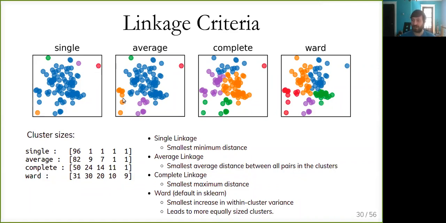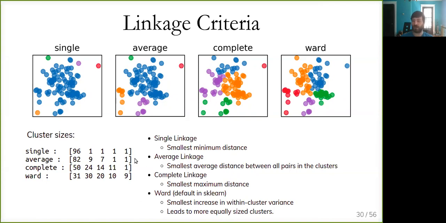If I look at average linkage, it's sort of similar, though not as bad. If I look at complete linkage, again, you get a little bit more equally sized clusters, but you still get a cluster of 0.1. And if you look at Ward, then the clusters are much more similarly sized. So a question is, how much do you want the clusters to be compact versus how much do you want the clusters to be similar sized? Single linkage gives you very compact clusters, Ward gives you very similar sized clusters. Though you could argue whether this blue is compact or not.